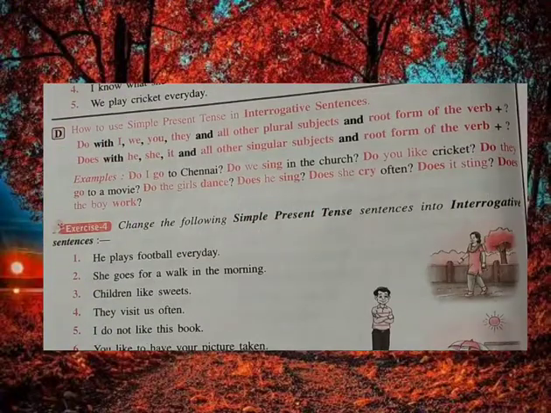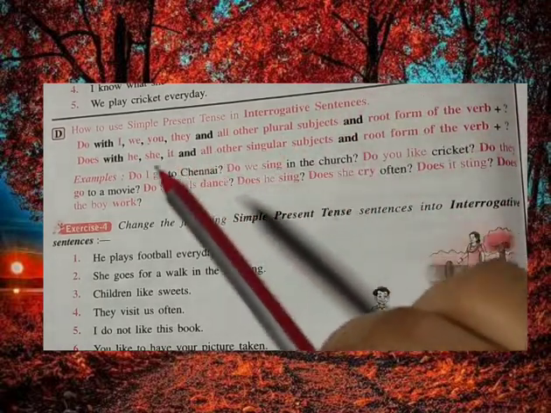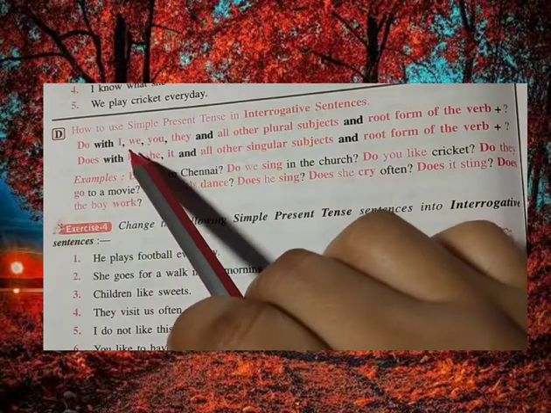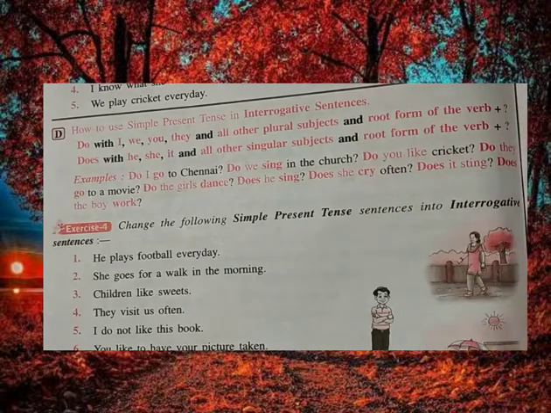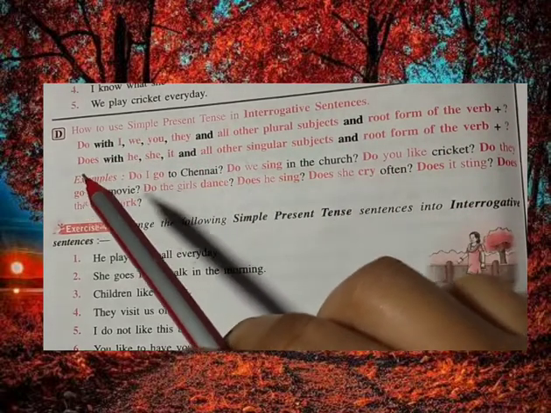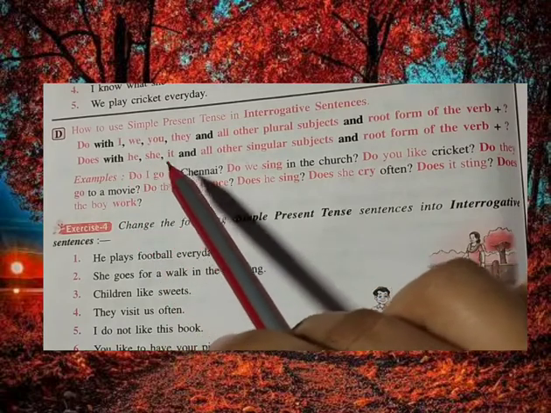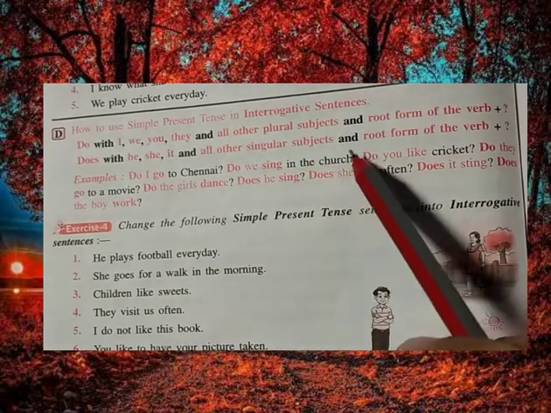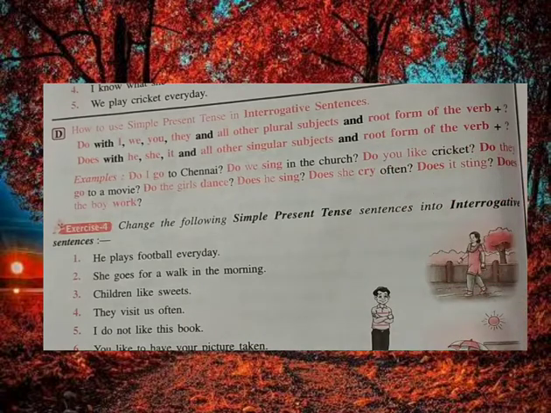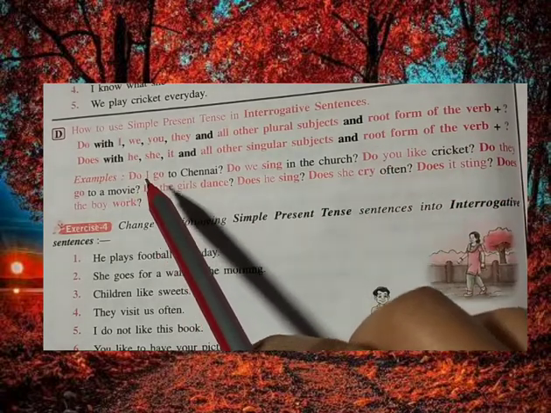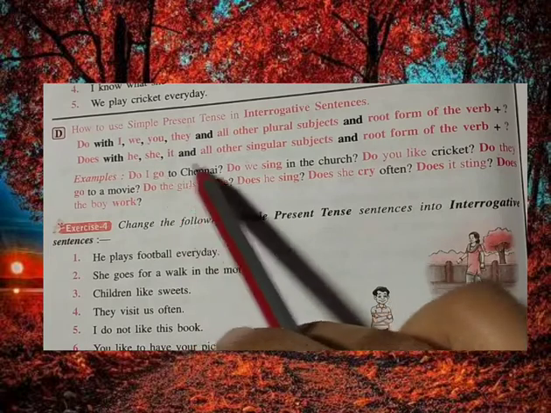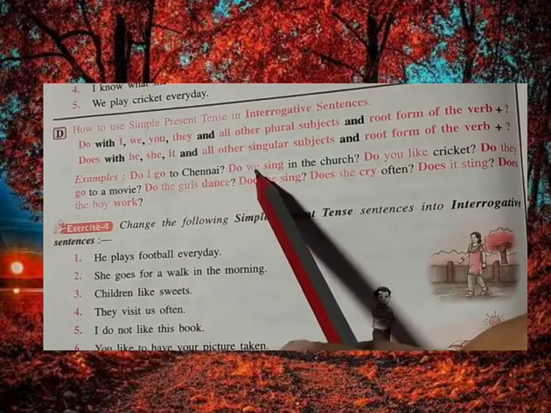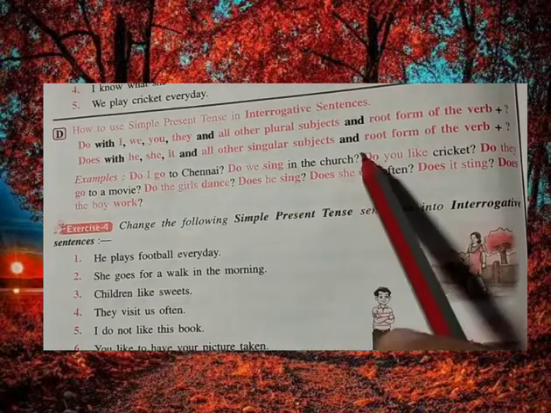Now next, I am going to explain how to use simple present tense in interrogative sentences. With do, we will use I, we, you and they and all other plural subjects, and the root form of the verb plus a question mark. Here also with does, we'll use he, she, it and all other singular subjects and the root form of the verb plus a question mark. For example, with do, we have used I and the first form of the verb, that is go, and a question mark. Here also with do, we and the first form of the verb sing, and a question mark.